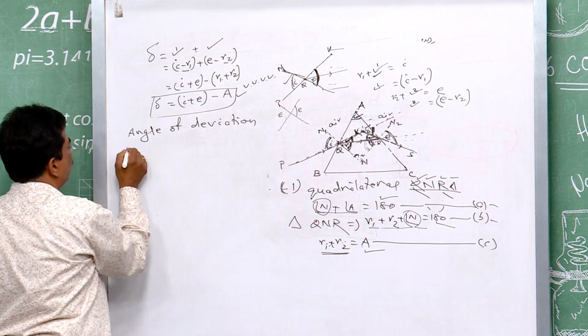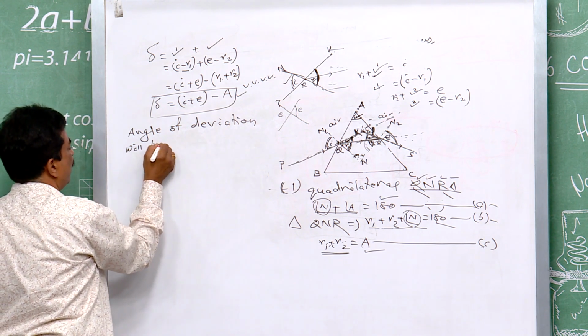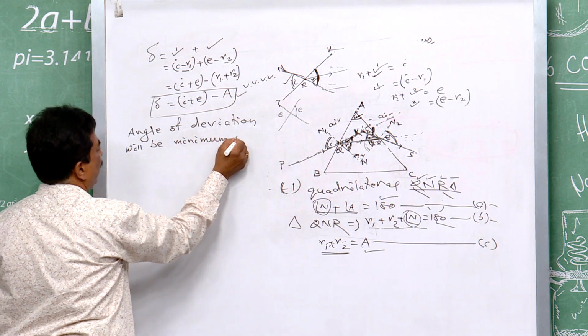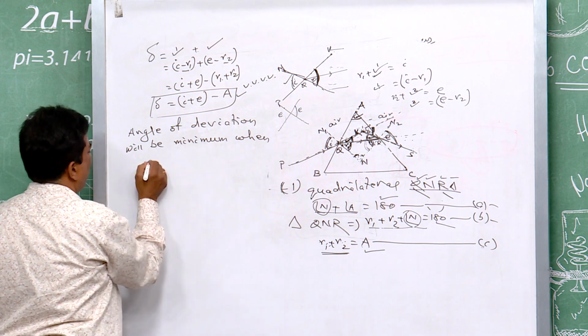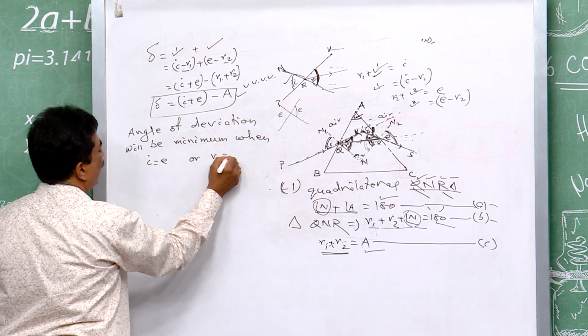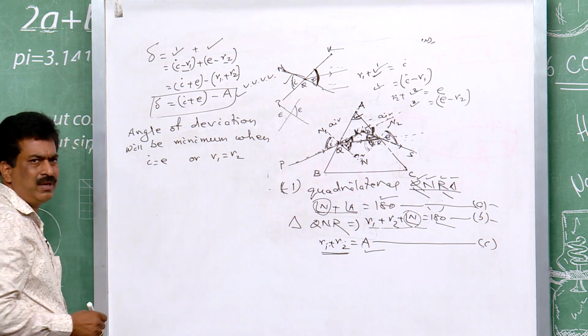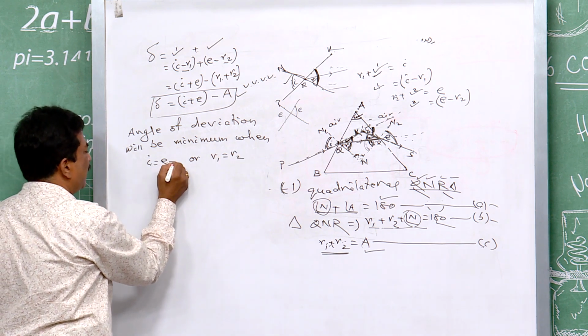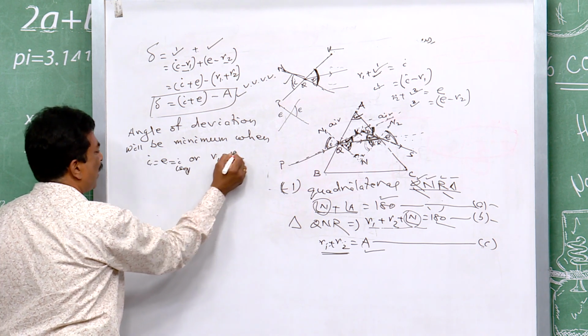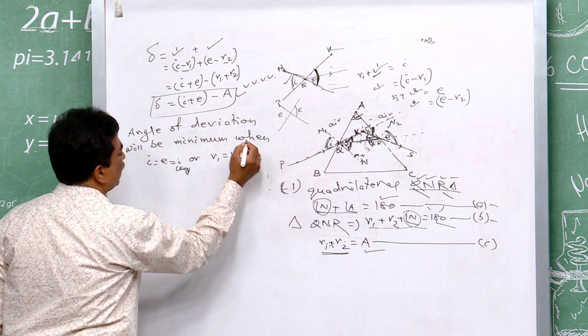will be minimum when I is equal to E, or R1 is equal to R2. If I is equal to E, say that is I, and R1 is equal to R2, say that is R.